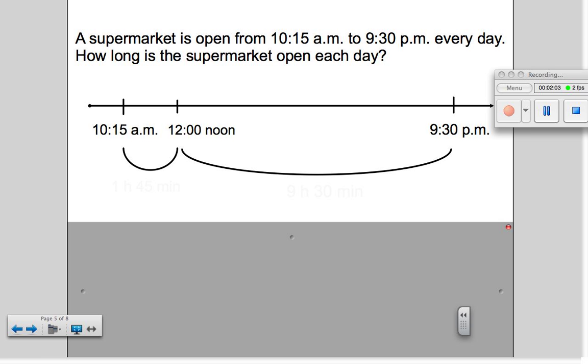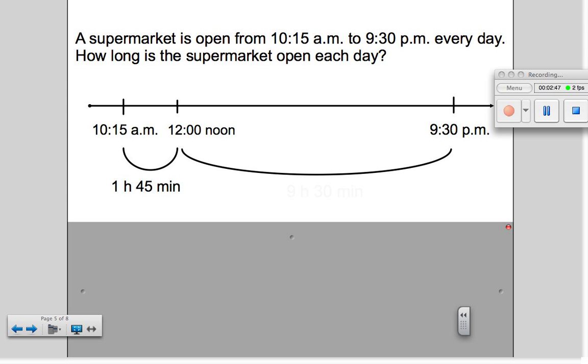Let's try something more challenging. A supermarket is open from 10:15 a.m. to 9:30 p.m. every day. How long is the supermarket open each day? Why don't we break this down into a few steps? First, let's see how much time passes from 10:15 a.m. to 12 o'clock noon. We know that 1 hour from 10:15 is 11:15, and then 45 minutes until noon. So, 1 hour and 45 minutes passes from 10:15 to noon, as shown here on the slide.